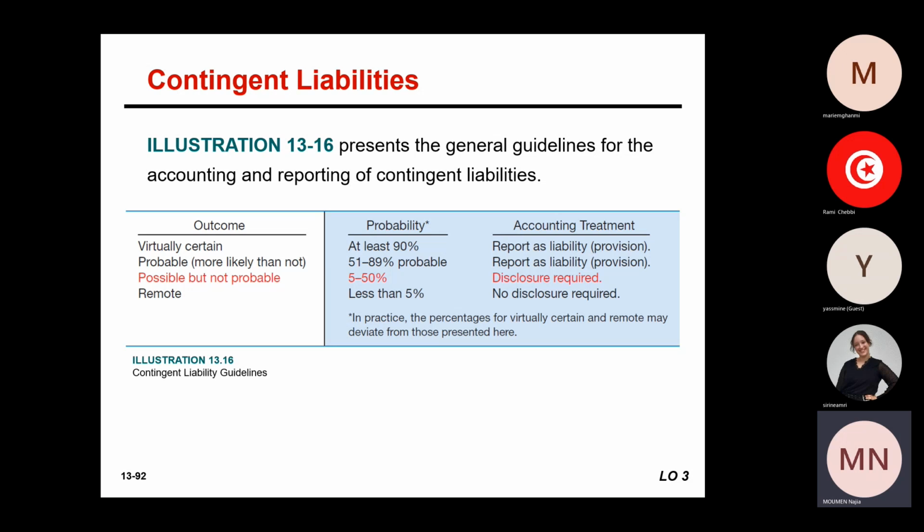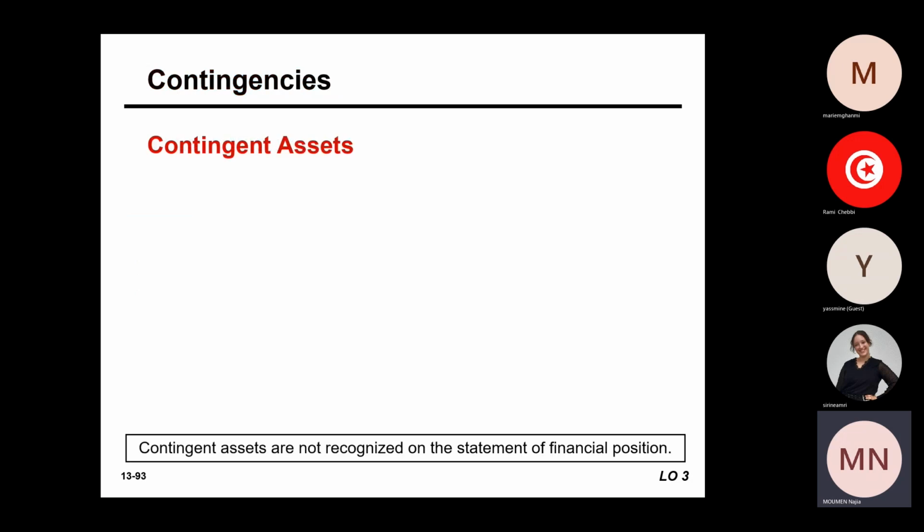So it is no longer a contingent liability if we have this probability of more likely than not, meaning more than 50%. If it is less than 50%, then it is contingent. If it is possible, it should make just a disclosure. If it is remote, there is nothing to do.